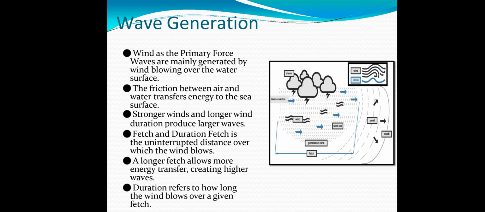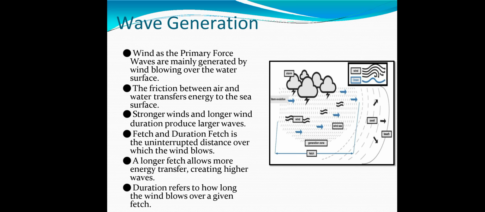So coming to the next slide. If we conclude why wave generation occurs, then a few important aspects are there. One is the common interplay of wind and water. Stronger winds and longer wind duration produce larger waves naturally. Okay, stronger winds mean that the height of the wave will increase and it will produce larger waves.